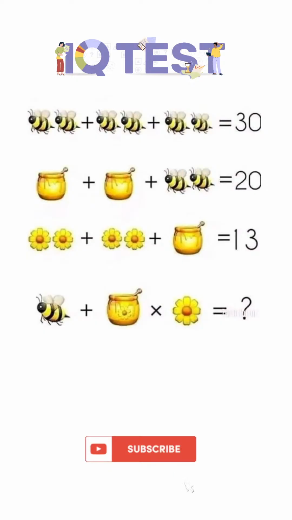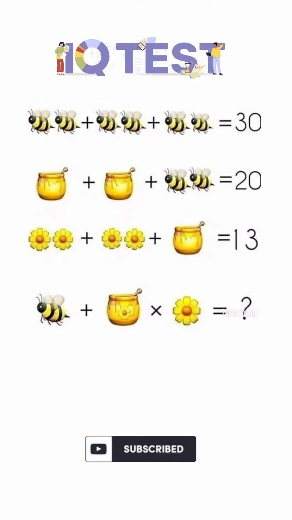So let's break it down. We are saying the B here is 5, as we can all see. Then the honey pot is also 5, as we can see in this case. And then the flower, or the sunflower, is 2 in this case. The sunflower is 2 in this case.